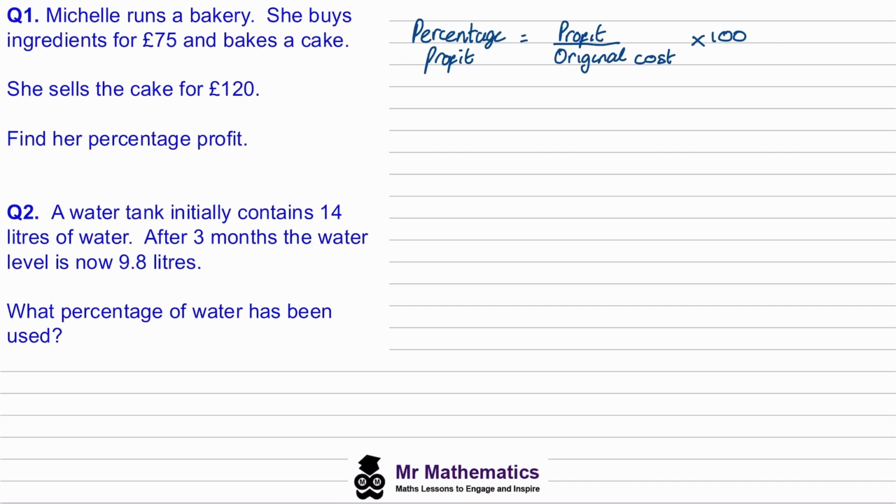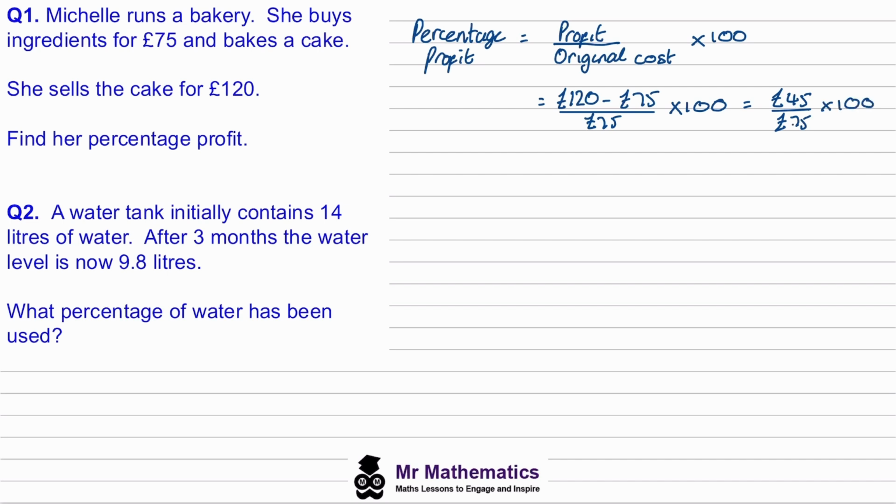So the first thing we need to do is work out the profit. If she buys it for £75 and then sells it for 120, then the profit will be the difference between what she sells it for and the cost of making it. And the original cost is £75. And then we'll multiply this by 100. So our numerator will be 120 minus the 75, so £45 out of the 75 times 100.